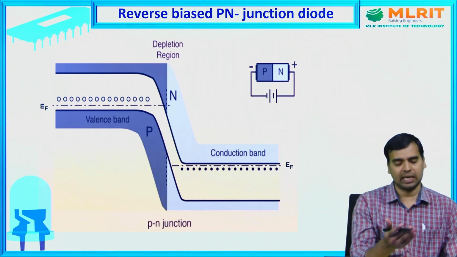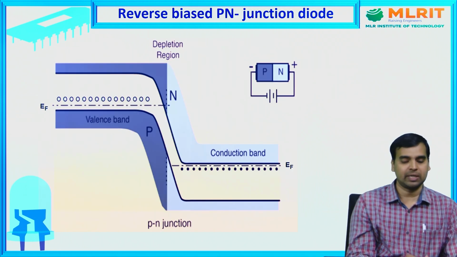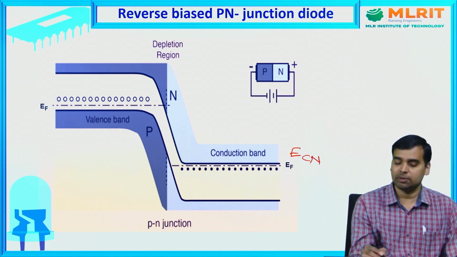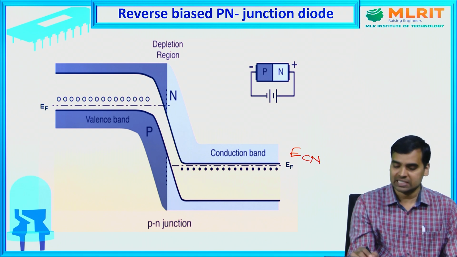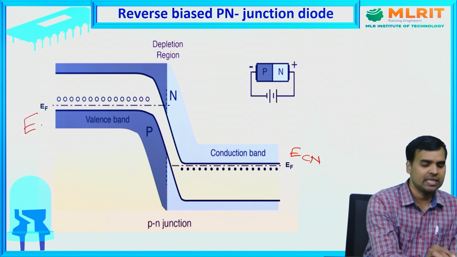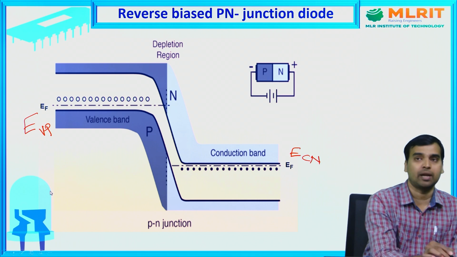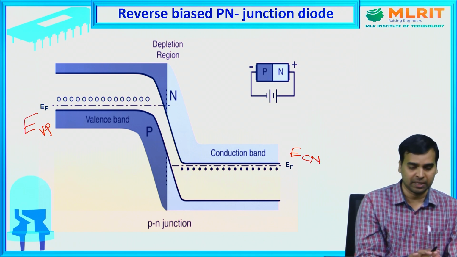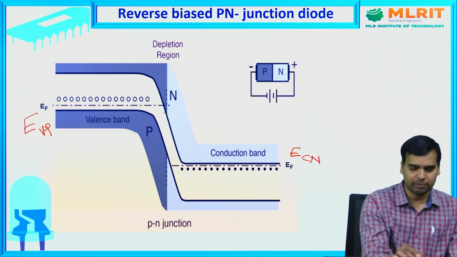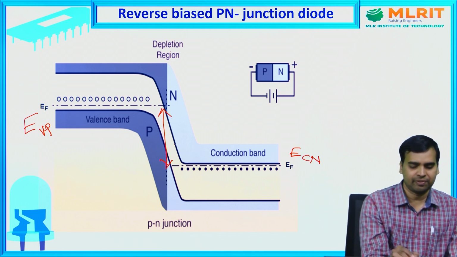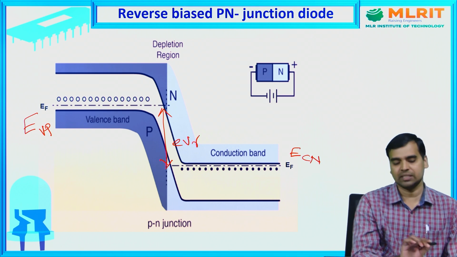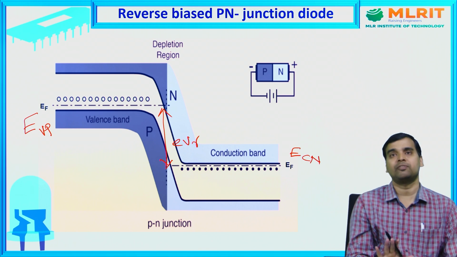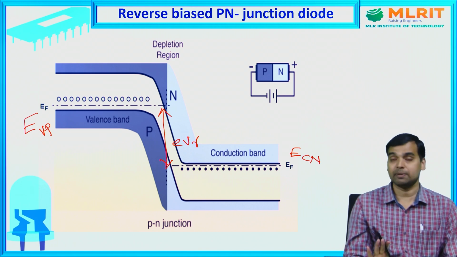Now, when it comes to the energy level diagram, here E_CN is going to be shifted downwards because in reverse bias E_CN is shifted downwards, and E_VP is going to be shifted upwards. This is the energy level diagram of a reverse biased PN junction diode. In the same way, the Fermi levels are also going to be separated, and the energy difference between the Fermi levels is E times V_R. That is the energy difference between the Fermi energy levels in p-type and n-type. This is the energy level diagram of a reverse biased PN junction diode.